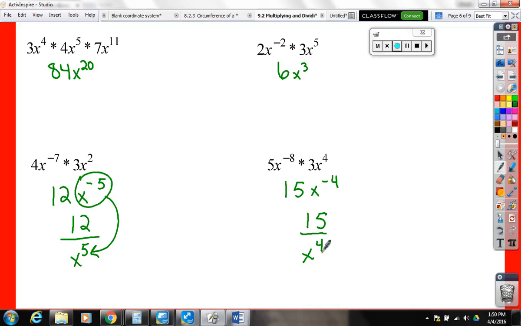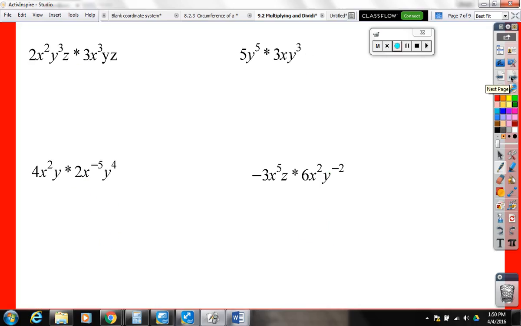Okay, we have one more slide. Why do you have to put it like that? Because you're not allowed to have negative exponents. When you're simplifying polynomials, you have to get rid of your negative exponents. It's just a rule.